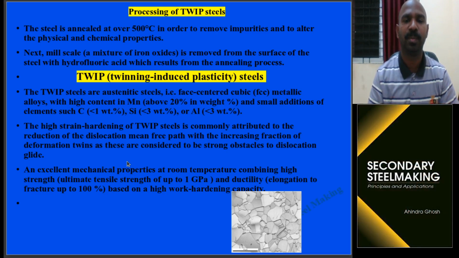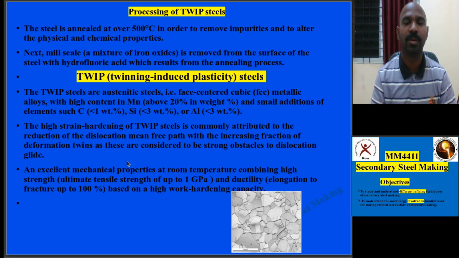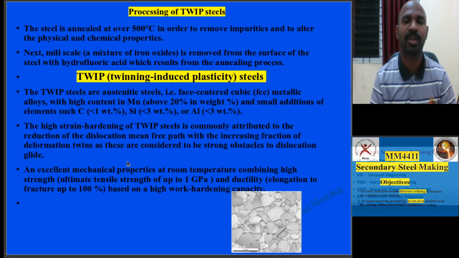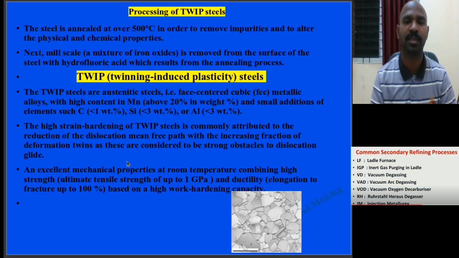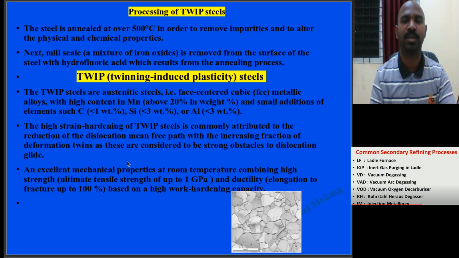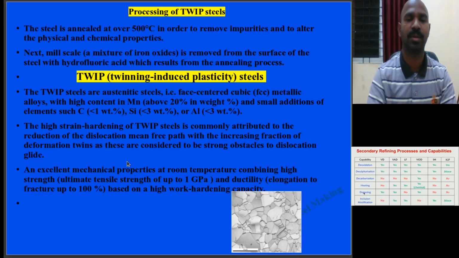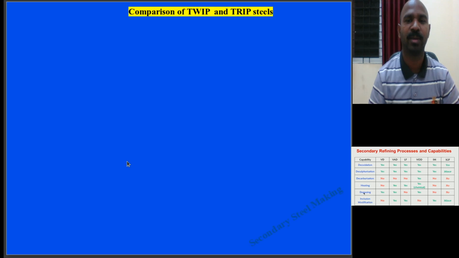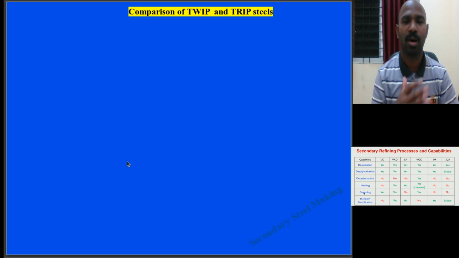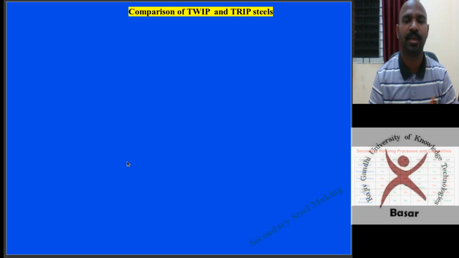Ultimate tensile strength, you will see, because of this high stacking fault energy and twins, you will achieve 1 gigapascal ultimate tensile strength. Ductility, it can be elongated 100%, because of this high work hardening capacity which was induced by twins. Now let me compare a few points between the TWIP steel and TRIP steel.